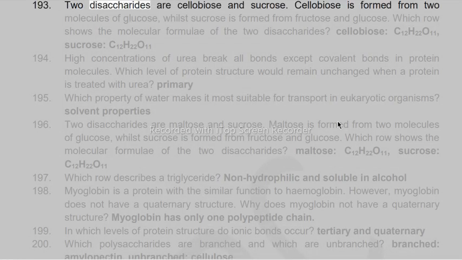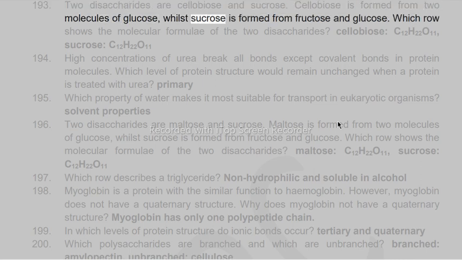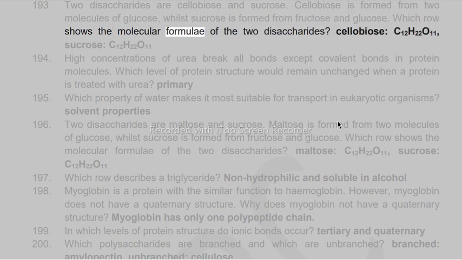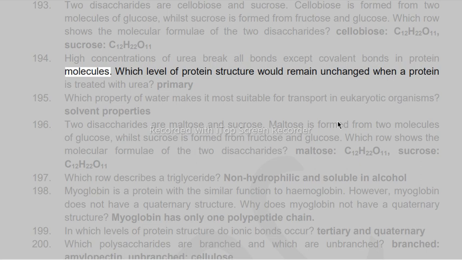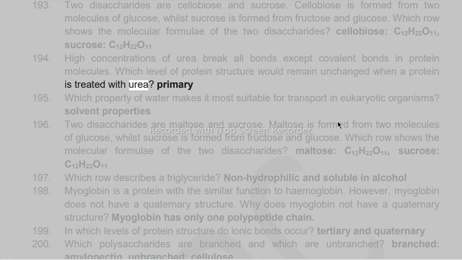193. Two disaccharides are cellobiose and sucrose. Cellobiose is formed from two molecules of glucose, whilst sucrose is formed from fructose and glucose. Which row shows the molecular formulae of the two disaccharides? Cellobiose, C12H22O11, sucrose, C12H22O11. 194. High concentrations of urea break all bonds except covalent bonds in protein molecules. Which level of protein structure would remain unchanged when a protein is treated with urea?